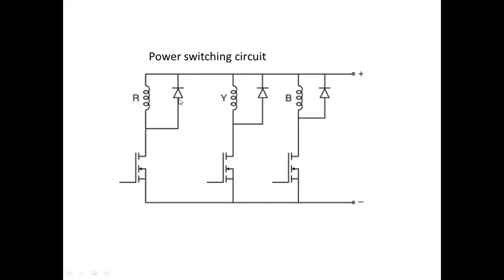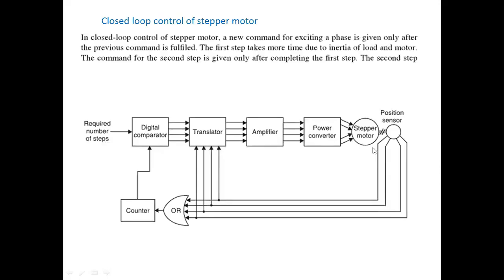Each and every time, one phase is to be turned on, meaning R phase on, next Y phase, next B phase, like that. Okay, and this is nothing but the closed loop control of a stepper motor. Here, in closed loop control of a stepper motor, a new command for exciting a phase is given only after the previous command is fulfilled. Okay, the first step takes more time due to inertia of the load. The command for the second step is given only after completing the first step.